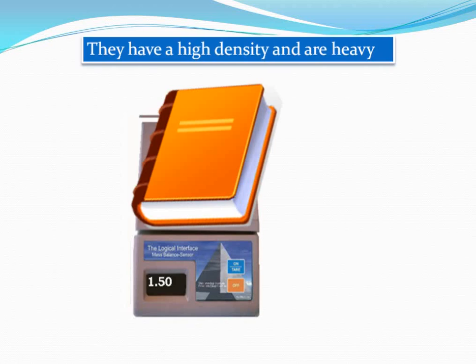We already know, for example, that if you take 1 liter or 1000 centimeter cube of iron, the iron block will be very, very heavy. On the other hand, a liter of water is so light. So you can say that solids have high density.